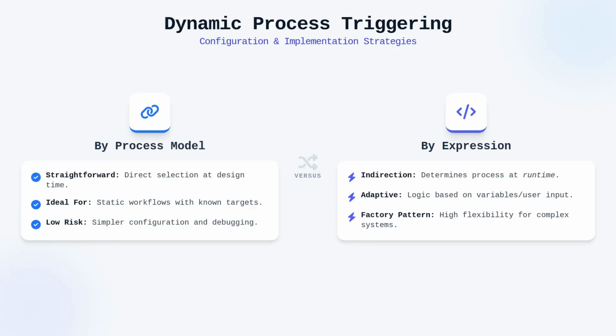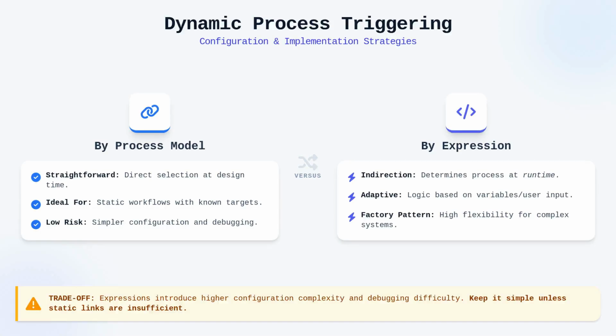This level of flexibility allows for highly adaptive workflows that react to input in real time, effectively allowing developers to create factory-like patterns in their automation logic. While the flexibility is high, it also introduces complexity in terms of configuration and debugging, so it should be reserved for scenarios where standard static links are insufficient. Keeping your logic as simple as possible is always the goal, but understanding these dynamic options is necessary to pass the exam and build truly enterprise-ready software.